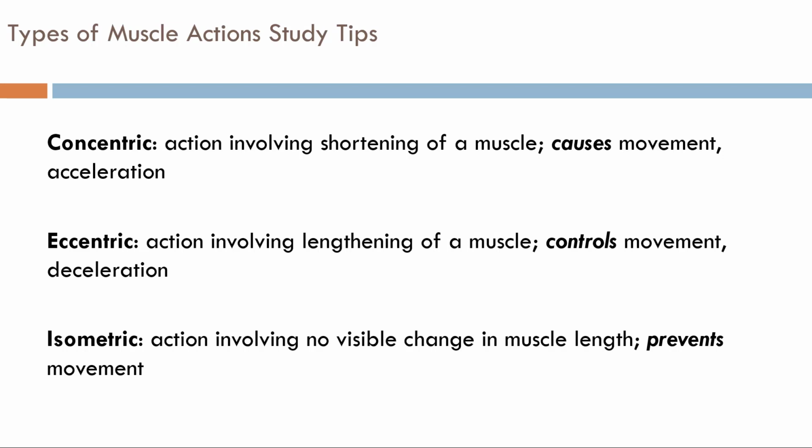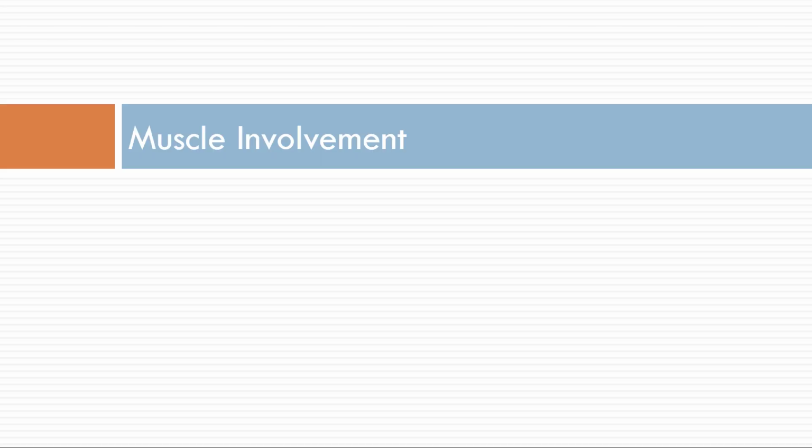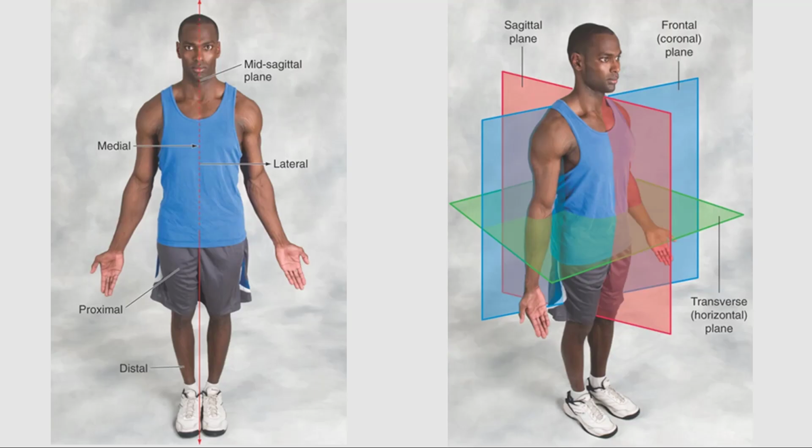So it's better to look at it as what's causing the movement, what's controlling the movement, or what's preventing the movement. I have this flow chart here that helps you delineate between isometric or isotonic, aka concentric, eccentric. But this is important because this leads us into our next conversation, which is muscle involvement. With muscle involvement, we're looking at not just what joint's moving, what plane of motion it's moving in, or what type of muscle contraction. We want to know who's invited to the party, who's actually participating in that movement.